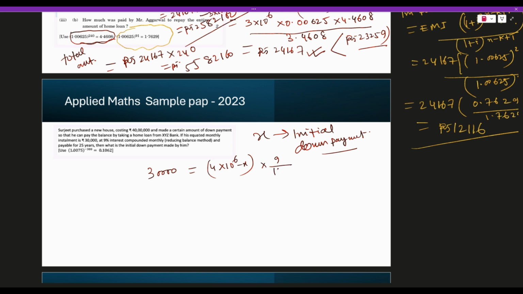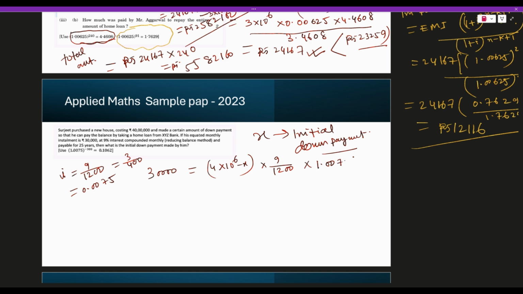I is what? I is 9 by 1200, that is 9%. 9 by 1200 how much? This is 0.0075. Very easy to calculate. Okay? 0.0075 will come, 2 zeros after the point. Clear?